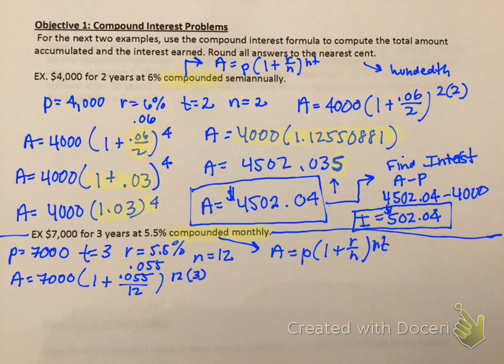So once again, I'm going to take care of this exponent so it looks a little better. 12 times 3 is 36. So amount equals 7,000, 1 plus 0.055 over 12, raised to the 36th power. Okay, now I told you to work inside the parentheses first. So in my calculator, take 0.055 divided by 12.